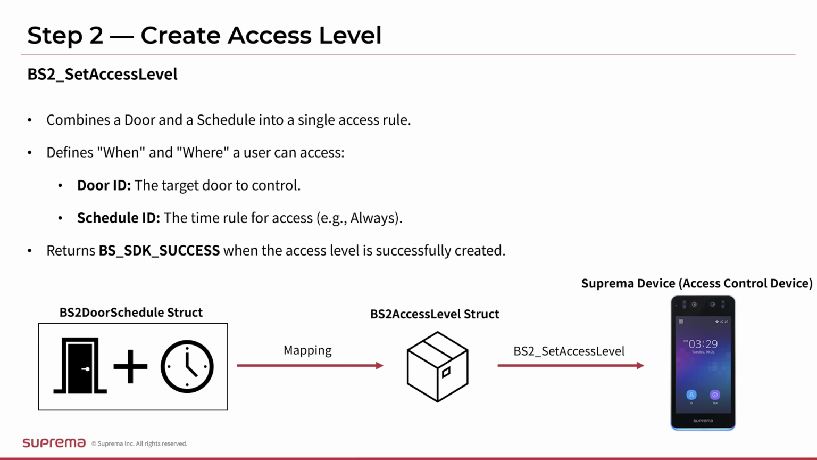Once the struct is ready, you call bs2 set access level to send the configuration to the device. If the access level is created successfully, the API returns a success code. In short, you define the access rule and send it to the device. After that, the device knows which doors can be accessed and during what times.